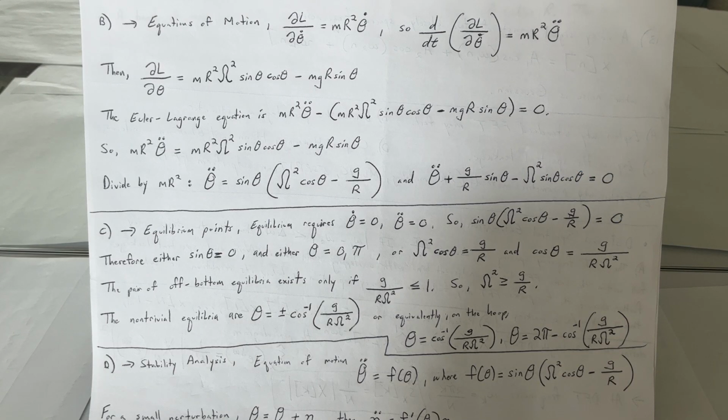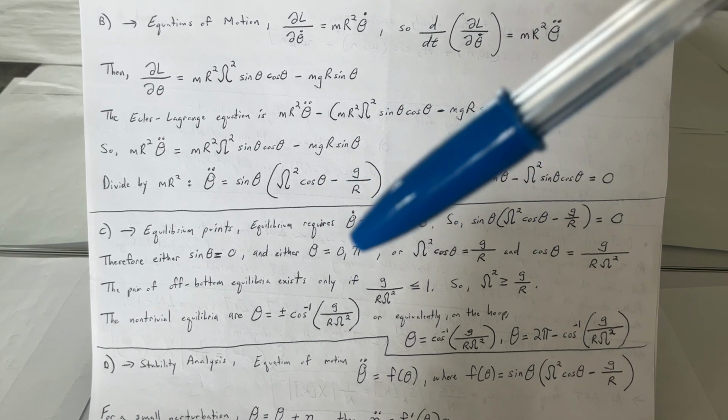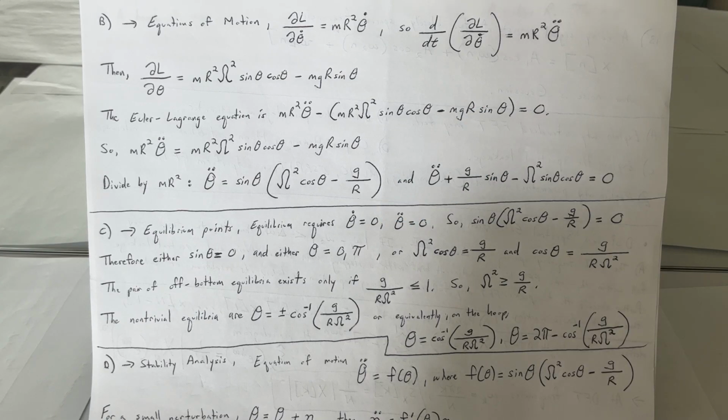So that's part B. Moving along now to part C, the equilibrium points. Equilibrium requires theta dot equals 0 and theta double dot equals 0. So sine theta times the quantity omega squared cosine theta minus g over r has to equal 0. Therefore, either sine theta equals 0, and theta equals 0 or pi.